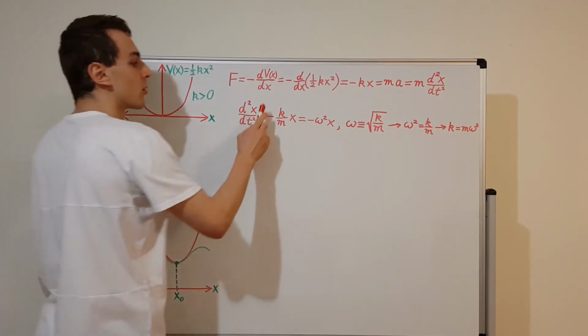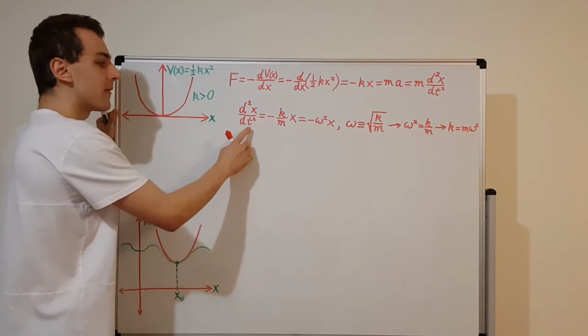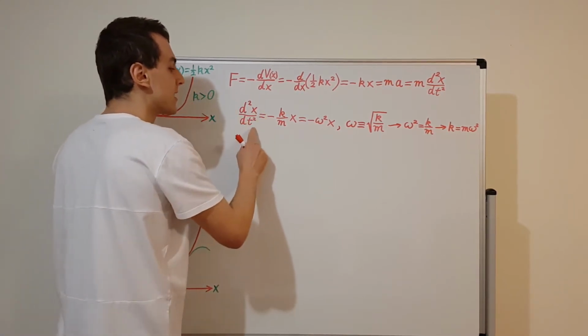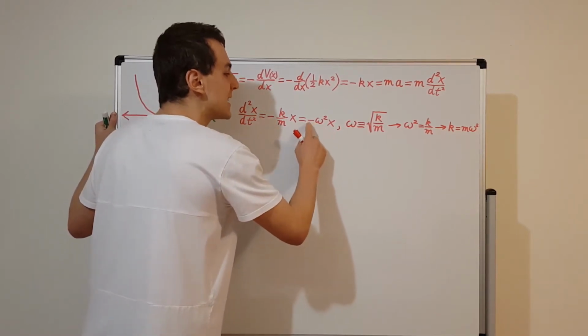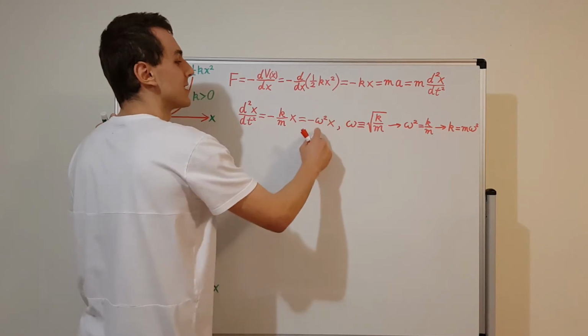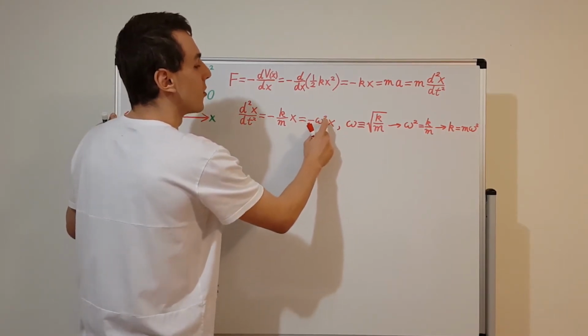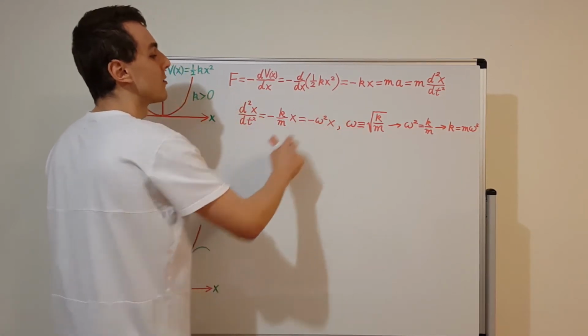We're looking for a function x that satisfies this equation. So we need a function that when we differentiate it with respect to time twice, it gives us back the same function with minus times a constant. And we need this constant to come out twice. That's why we have a squared. We have omega times omega. So it comes out twice when we differentiate it.